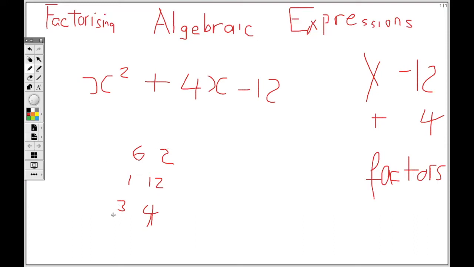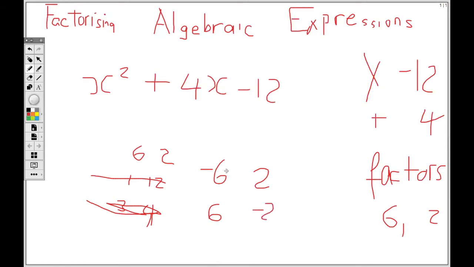Looking at this, none of them will add to give us the needed sum. It must be some subtraction. It can't be 12 and 1, because that's 11, so it has to be 6 and 2. The only thing is that we need to play with the sign. We want to multiply to give us negative 12 and add to give us positive 4. So we can have a negative sign on 6 and positive 2, or positive 6 and a negative 2.